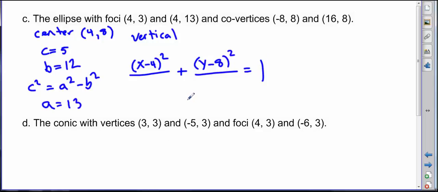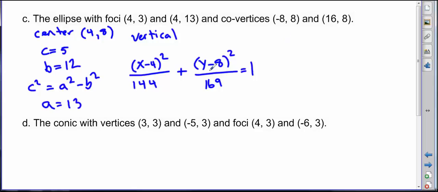And we always know that the a value goes with the vertical. If it's vertical, the a value is going to go with the y term, is what I mean to say. So this would be a squared, or in this case 169, and over here this is the b term squared, so 144. There's your rectangular form of the conic.